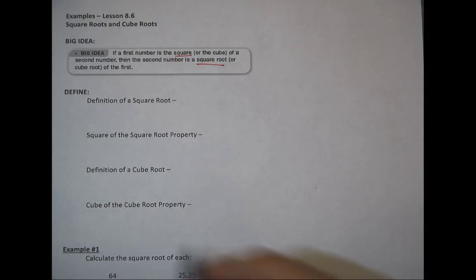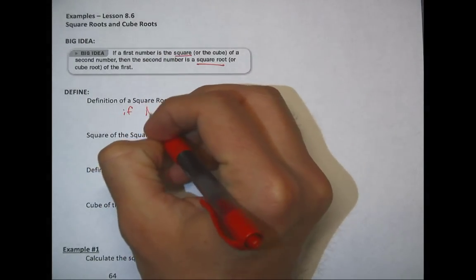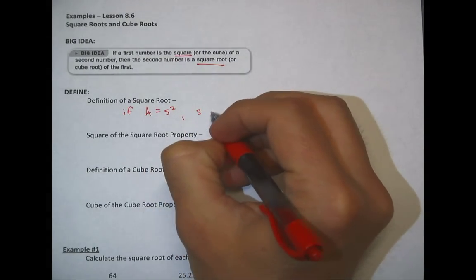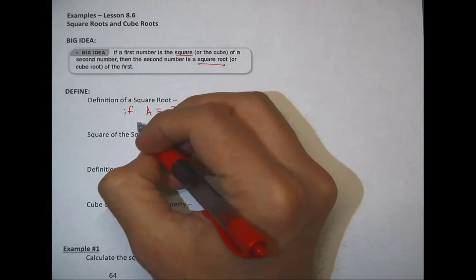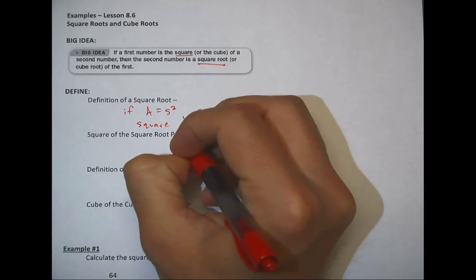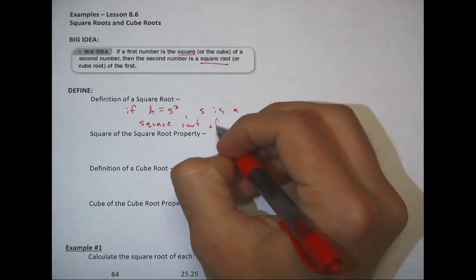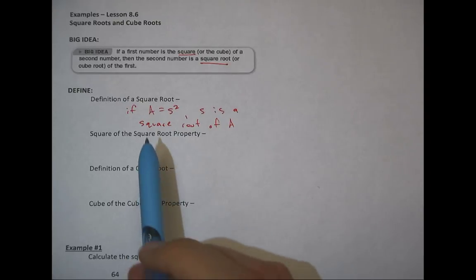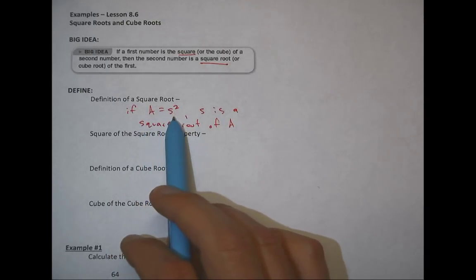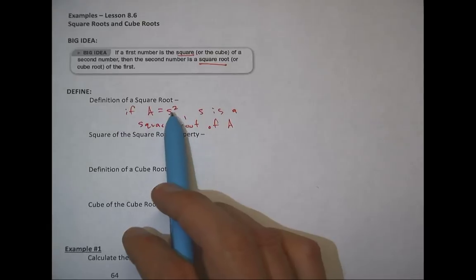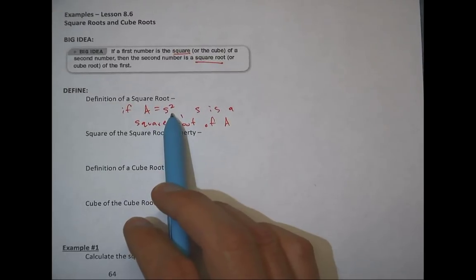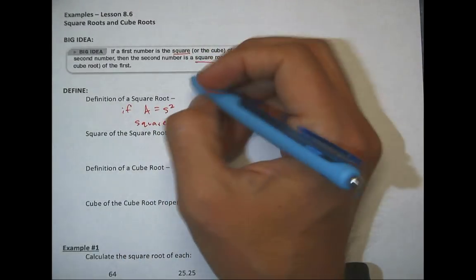So the definition of a square root says, if you have a equaling s squared, s is a square root of a. Now, at first, that just seems like some math terms, but let's dive a little deeper. If some number equals another number squared, s squared equals a, then this number s is considered a square root of a. So here's what we can look at.